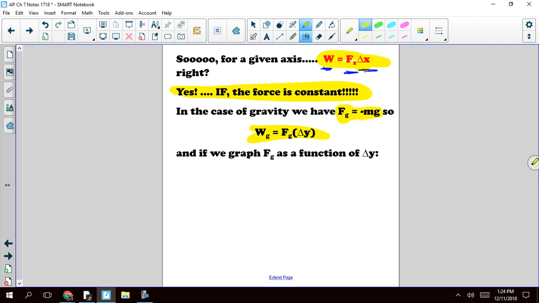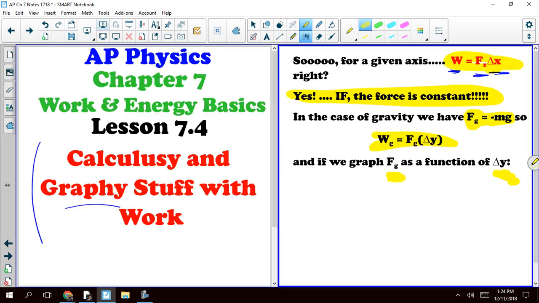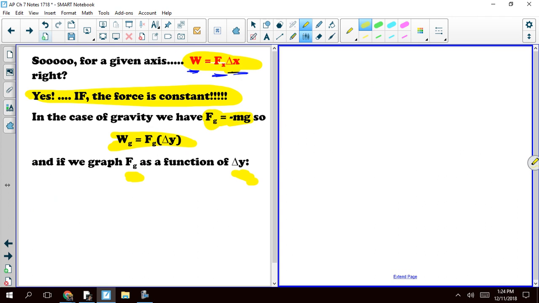One of the things that we might want to do is make a graph of what the force of gravity looks like as a function of our vertical displacement. Which is kind of a silly thing to do, but I want to make a point. So check it out. Let's do this. I'm going to go 2 pages here.